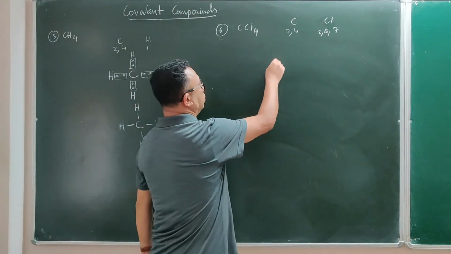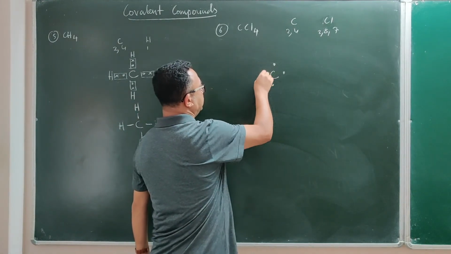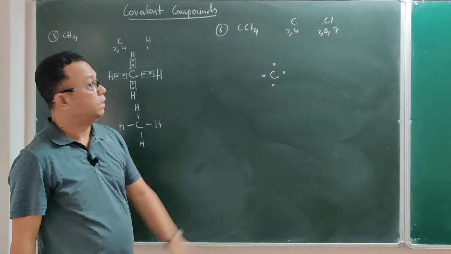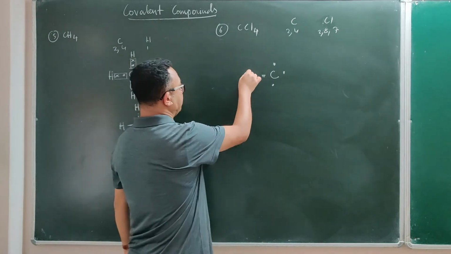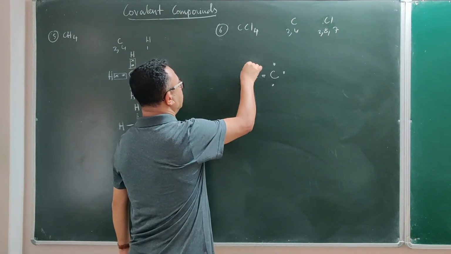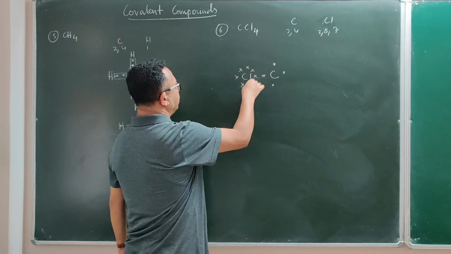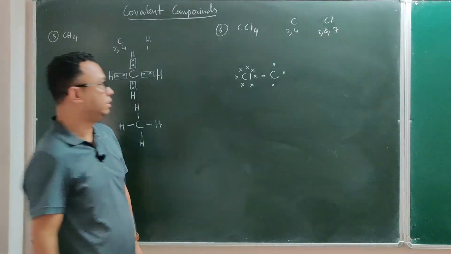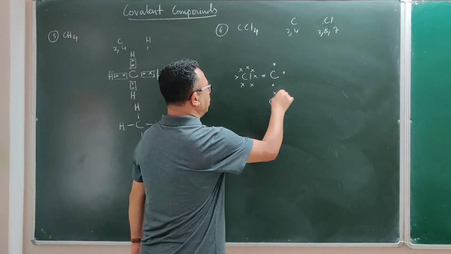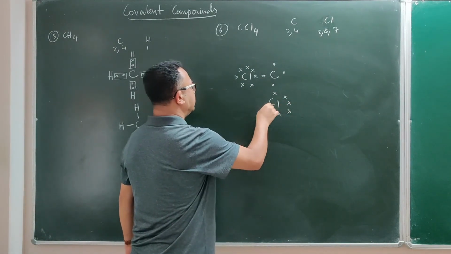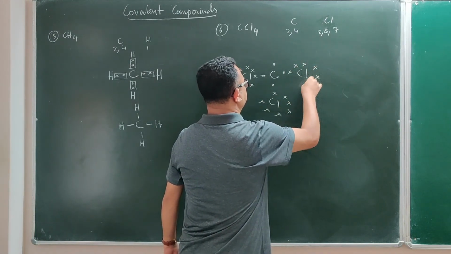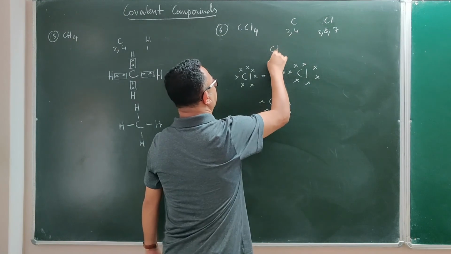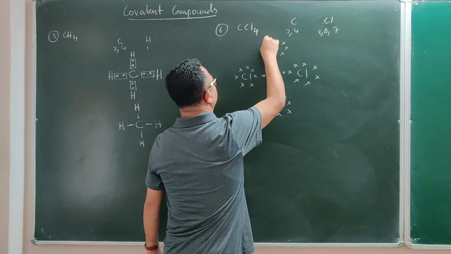The same thing happens with carbon tetrachloride also. Carbon, as we just discussed, has outermost shell 4. Chlorine, four of them are there. Let me represent one chlorine: 1, 2, 3, 4, 5, 6, 7. Chlorine is a halogen, so its outermost shell is 7. Here is another chlorine, 1, 2, 3, 4, 5, 6, 7. Third chlorine, 1, 2, 3, 4, 5, 6, 7. And the fourth one, 1, 2, 3, 4, 5, 6, 7.